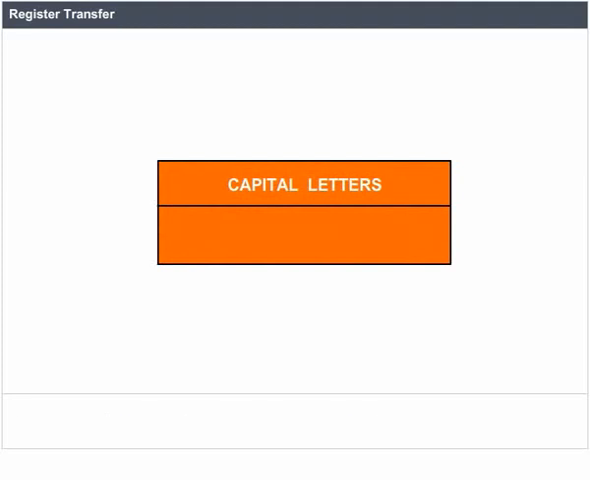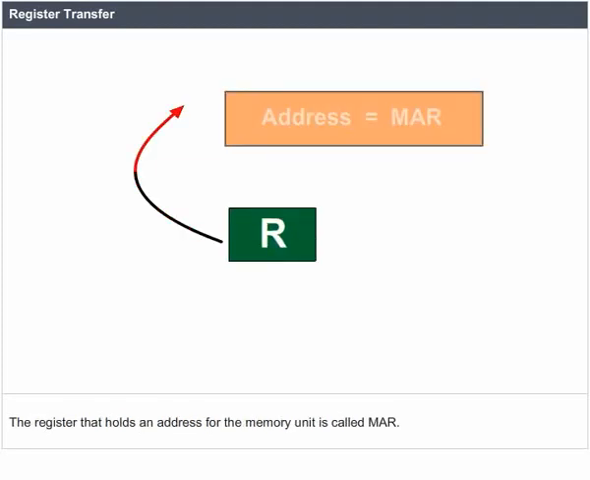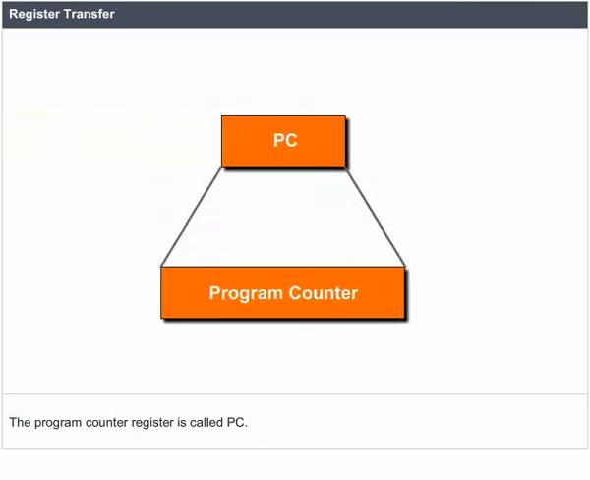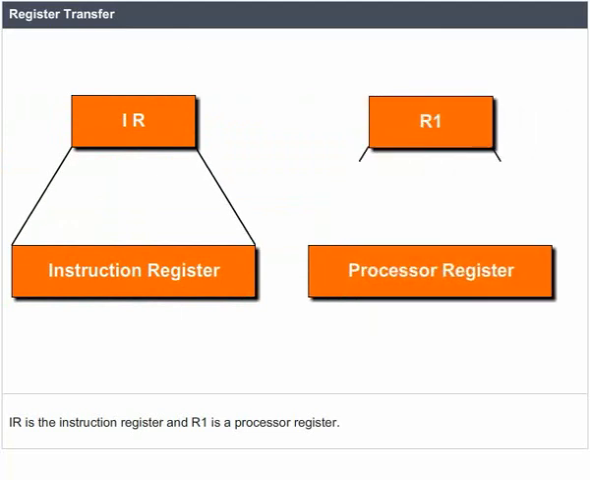Register transfer. Designate computer registers by capital letters to denote its function. The register that holds an address for the memory unit is called MAR. The program counter register is called PC. IR is the instruction register and R1 is a processor register.